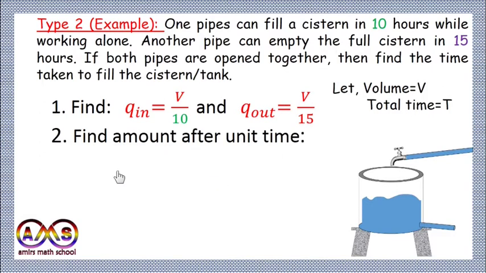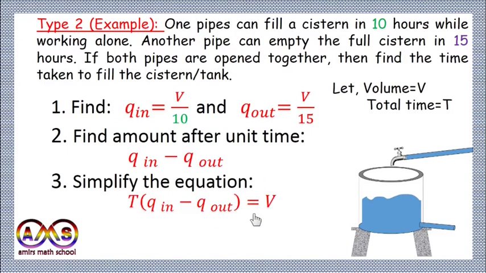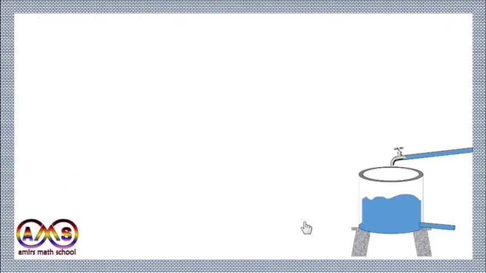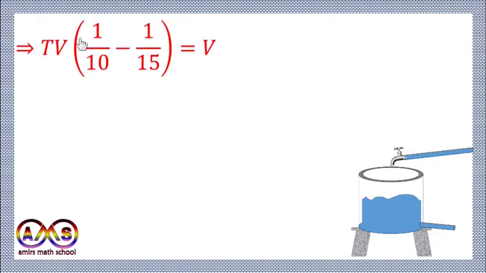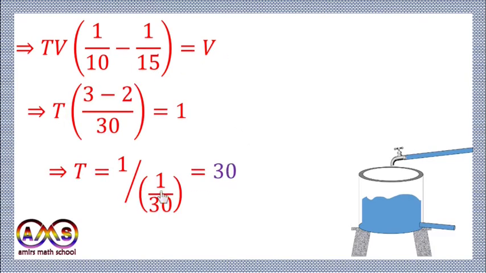According to the rules, the amount after unit time is Q in minus Q out. The final equation is T into Q in minus Q out equal to V. Just substitute the value of Q in, that is V by 10, and Q out, V by 15. We just simplify, that is TV into 1 by 10 minus 1 by 15 equal to V. After simplification, we get the required result, which is 30.